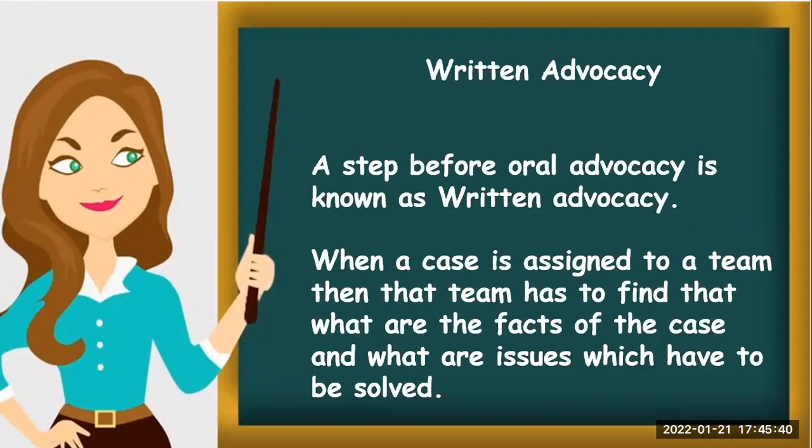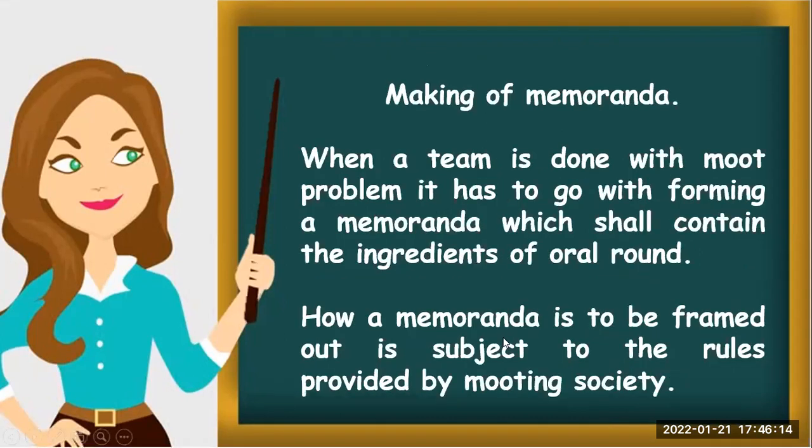Now, what is written advocacy? The step before oral advocacy is known as written advocacy. When a case is assigned to a team, the team has to find what the facts of the case are. First you have to find the facts of the case and the issues which have to be solved. The facts are a whole story written out, and below it the issues are given, which the court tells you to work out. So you also have to find the issues.